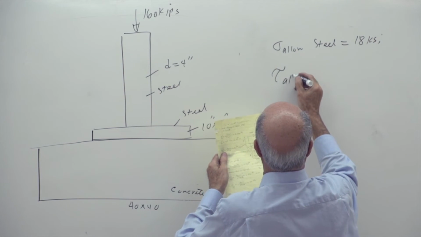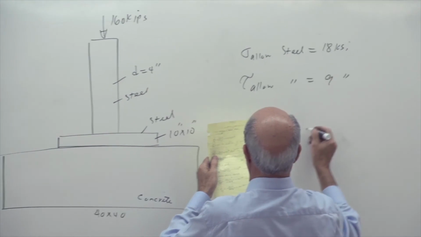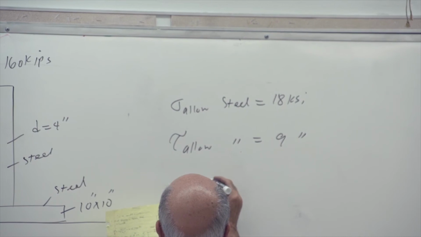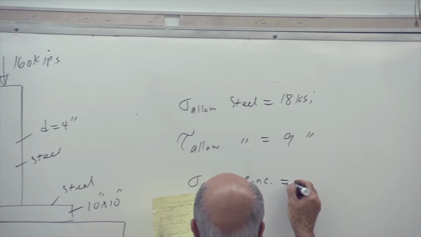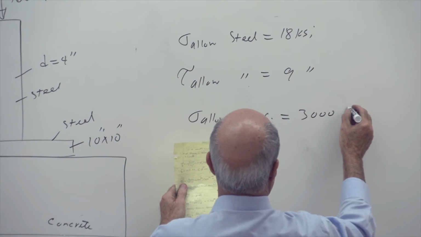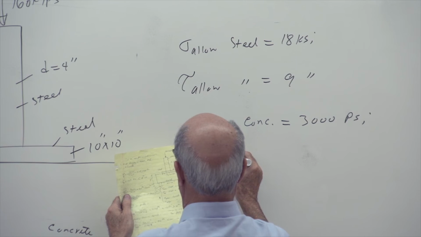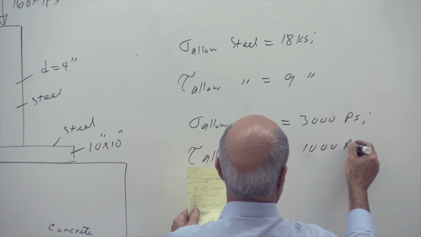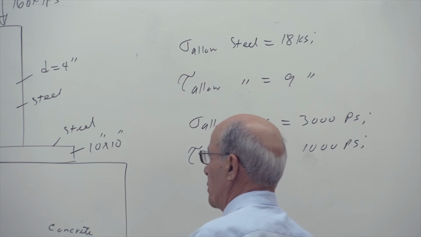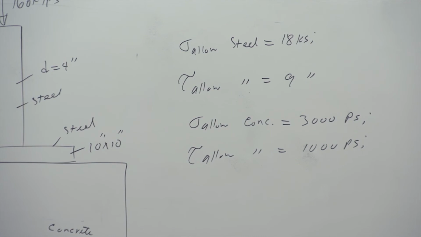Tau allowable in steel is given as 9 KSI. Sigma allowable in concrete is given equal to 3,000 PSI, and tau allowable in concrete is given equal to 1,000 PSI. Check to see whether anywhere in this material you are okay or not.